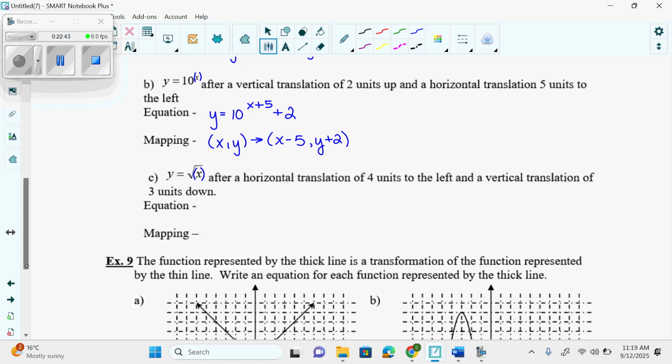And then C, it's the square root of x. We want a horizontal translation 4 to the left. So it has to go with that square root. So underneath it would be where the x is. 4 left, I'm going to go x plus 4. And then it has to go 3 down, so minus 3 at the back. My mapping is the same as the words. So I'm going to get 4 to the left, minus 4, 3 down, y minus 3.